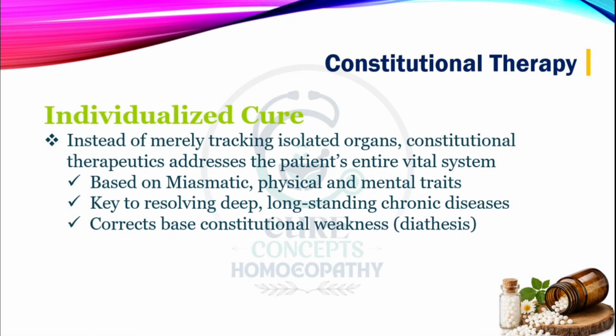Constitutional therapy. Constitutional therapeutics goes much deeper. It does not only treat isolated organs, it treats the entire person. Selection depends upon physical constitution, mental state, miasmatic background, and general tendency. It is especially useful in chronic, long-standing conditions. Its goal is correction of the patient's basic constitutional weakness.